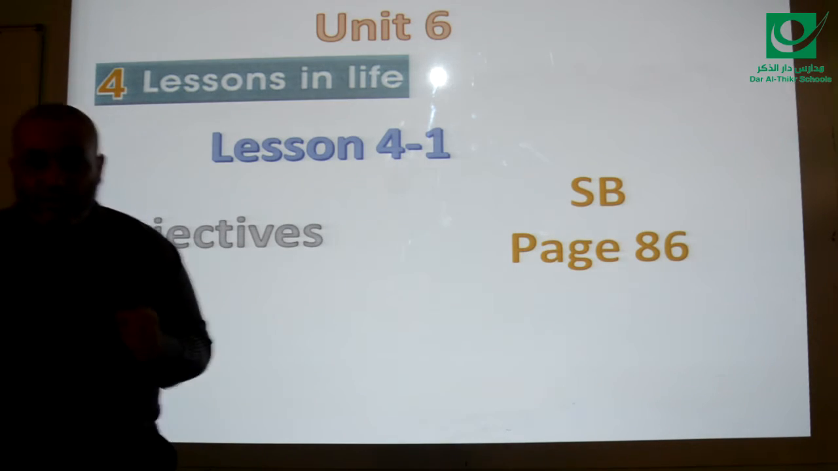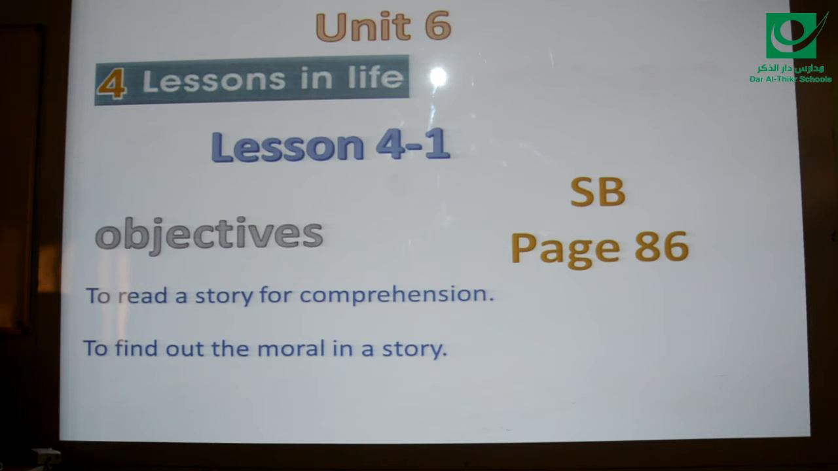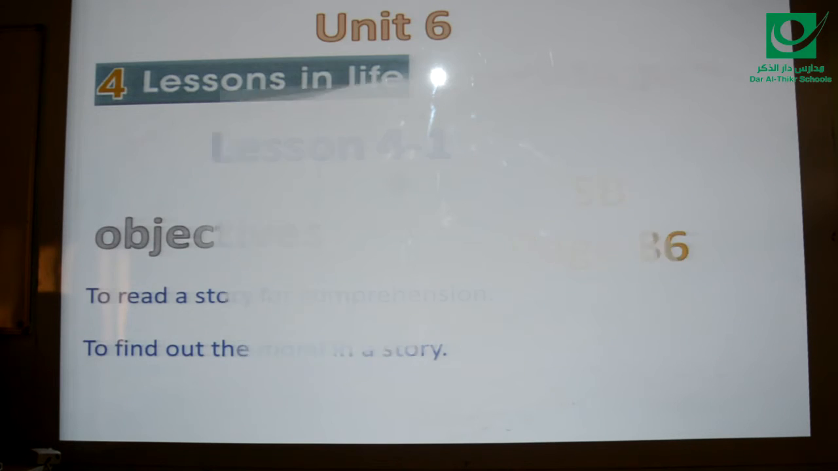Okay, objectives. It means by the end of the lesson, you are expected to learn. To read a story for comprehension, it means you read it to understand it and answer questions. Number 2, you're going to find out the moral in a story. The moral means the lesson you learn after reading the story. For any story you read or listen to, you get a lesson, a moral lesson or a value.